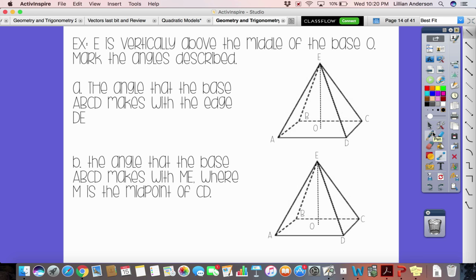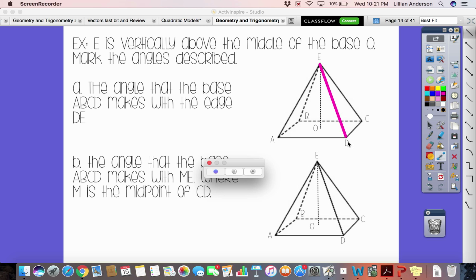Now it says E is vertically above the middle of the base O. Okay, the E is the apex. And because it's vertically above the center of the base, then we know that O is basically creating a 90-degree angle with that plane ABCD. So we're looking at the angle that the base of ABCD makes with the edge DE. So there's DE running right along the edge.